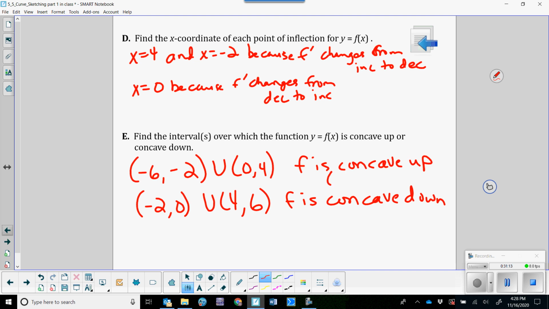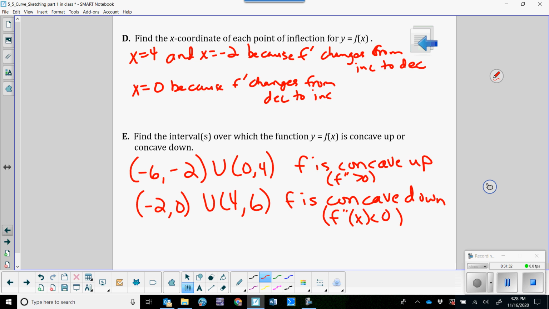And your reason is concave up because f double prime greater than 0, and concave down because f double prime of x less than 0. Okay, so those are your reasons. Okay, so that was quick on that one. So again, go back and look over that for a second and think about it.